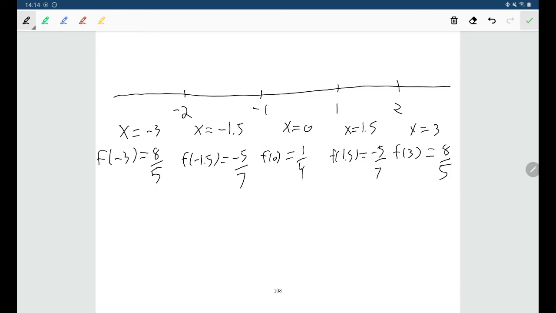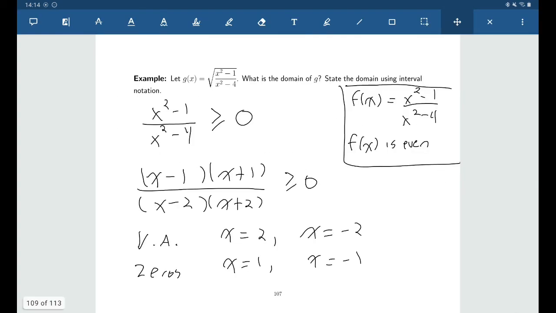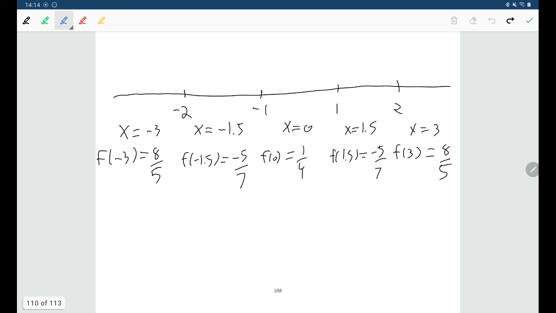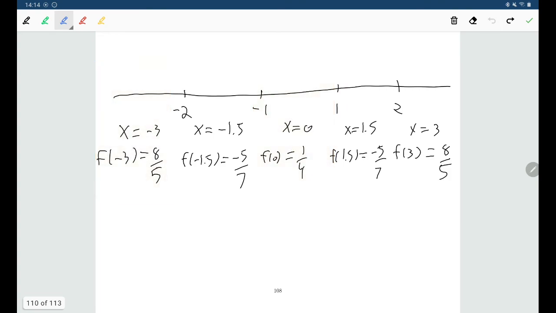And now what we were interested in was, again, where is f of x positive or 0? In other words, where is it at or above the x-axis? And we've already found some of the answers here. We know that it's positive in this interval to the left of -2. It's positive in this interval between -1 and 1. It's positive in this interval to the right of 2. So that's part of it.